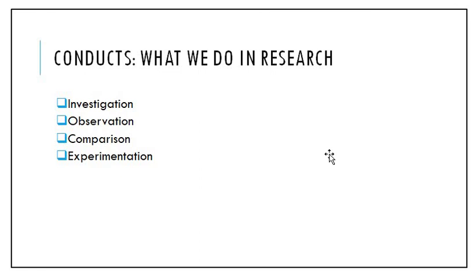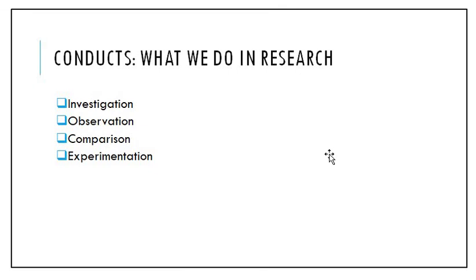What do we do in research? Basic things we do in research are investigation, observation, comparison, and experiments. Investigation is the action of investigating something, a formal or systematic examination or research. That's what is the investigation.